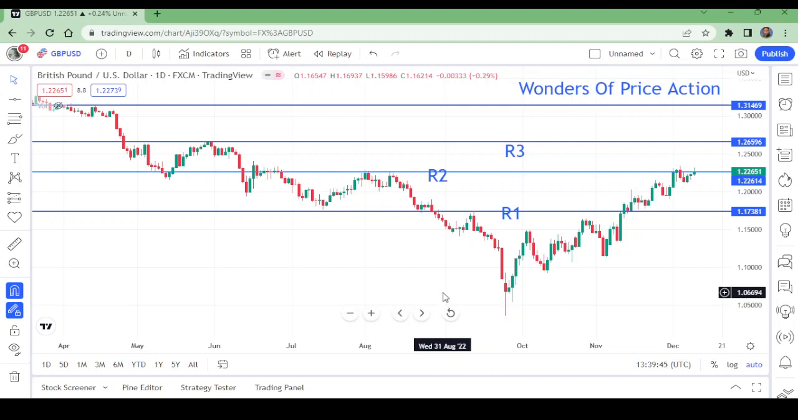This is the chart of GBP USD. GBP USD had this resistance first. From this support it went up and broke this resistance. This was the first resistance in its way. Now it has broken the second resistance and now it is heading for the third, then to the fourth resistance. This is bullish.